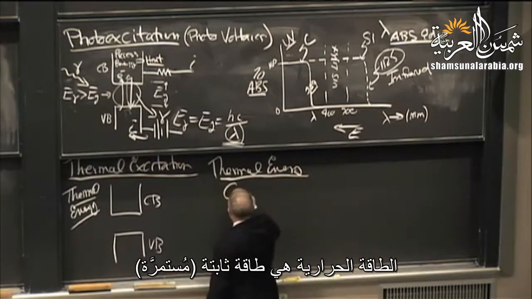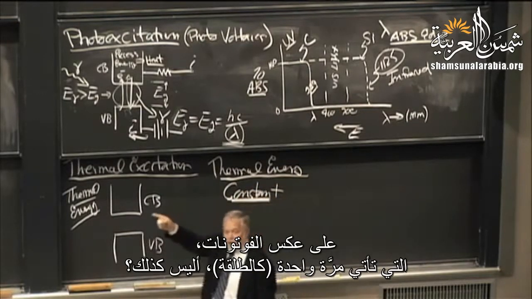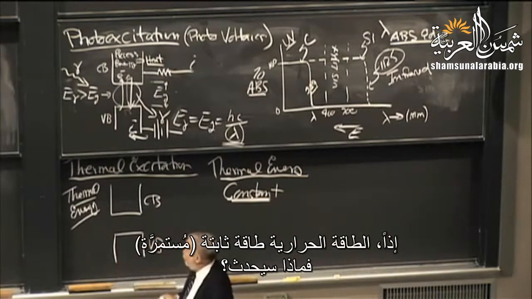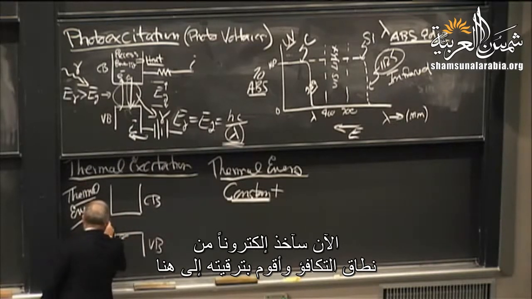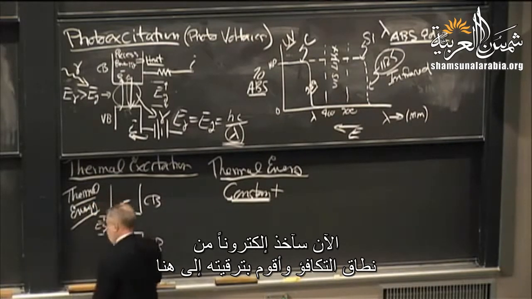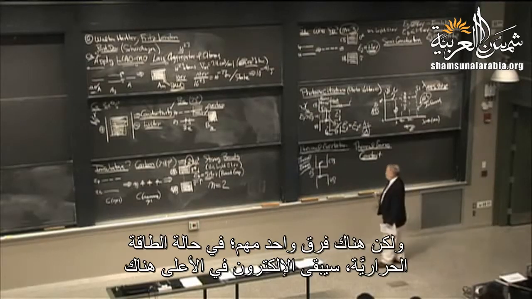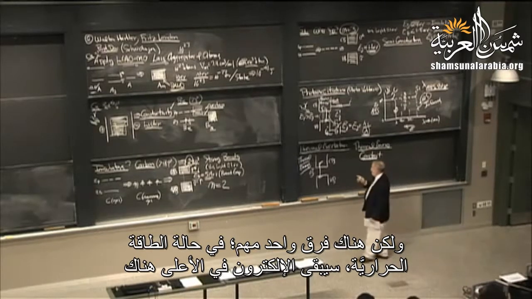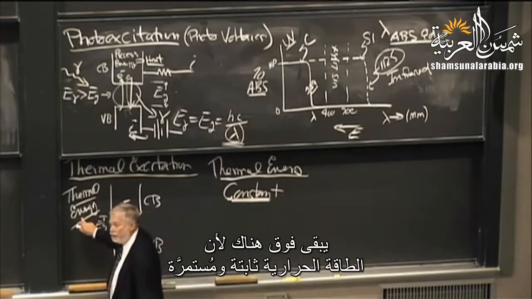Okay, so now the thermal energy is what? It's constant, unlike the photons, which are one-offs, all right? So it's constant. So what happens? Now I take an electron from the valence band. Here's my gap, and I promote it up here. So it looks sort of like so far up there with photons. But there's one critical difference. It stays up there, all right? It stays up there because the energy is constant.